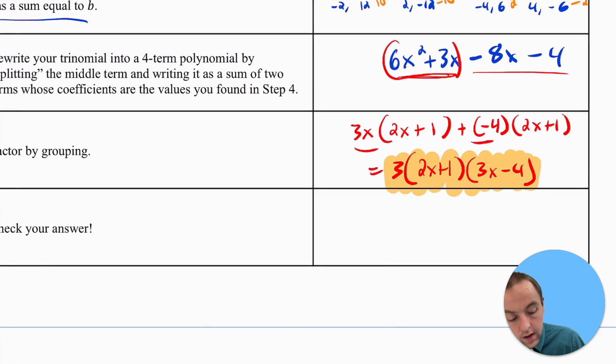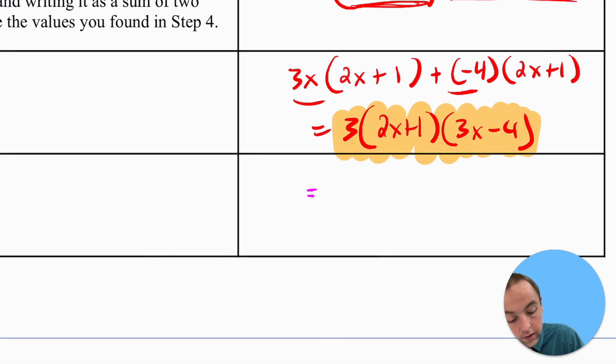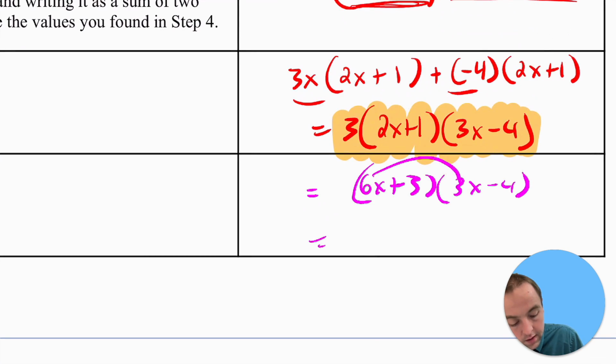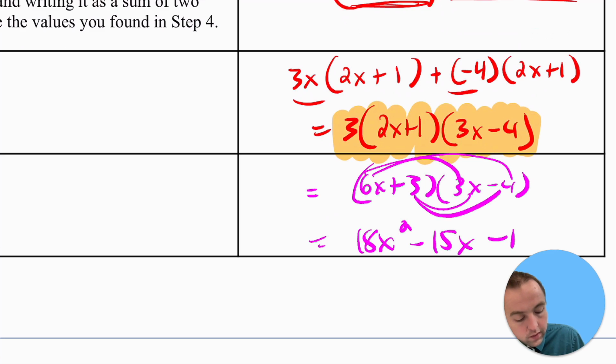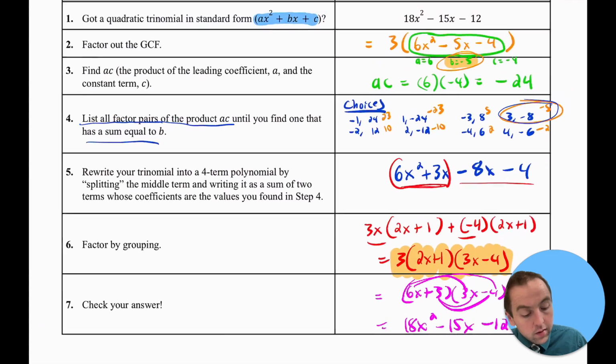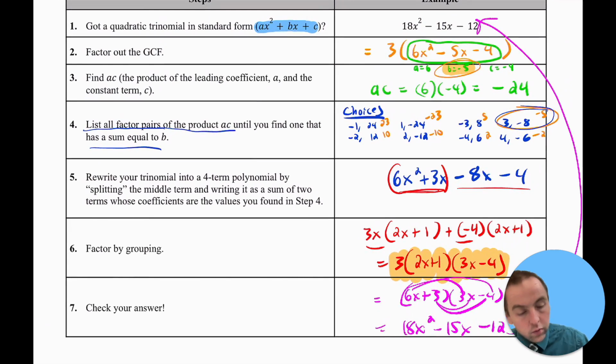So if you were to just multiply this all the way out, so if you distributed the 3, you'd get 6x plus 3, and then the 3x minus 4 would be the same. So you'd end up getting 18x squared. That would be minus 24x plus 9x, which would give you minus 15x, and then 3 times negative 4 is negative 12. So you can see just by checking it that it does work out to still be the same expression.